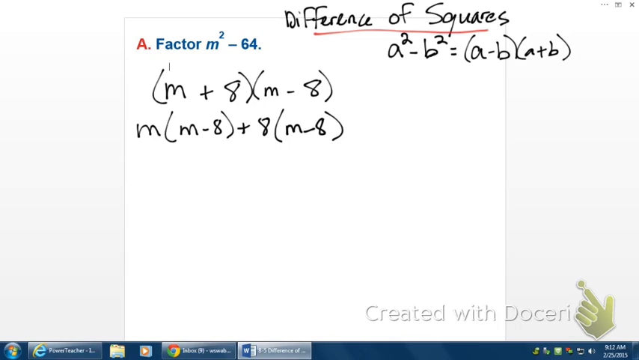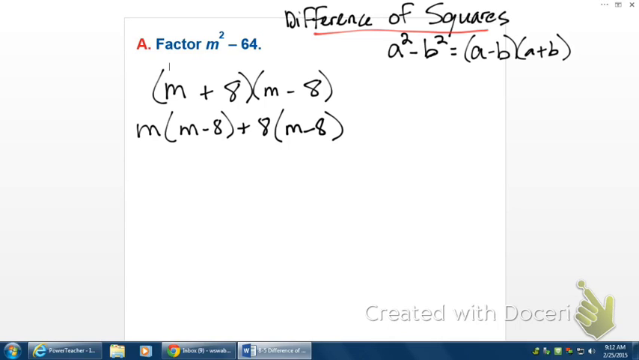What's the other way you could multiply this? No? What's the other way we can multiply this out? Aluminum foil. Yes. Okay. So what would happen when we multiply this out?